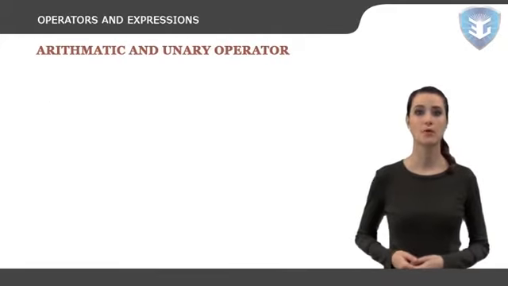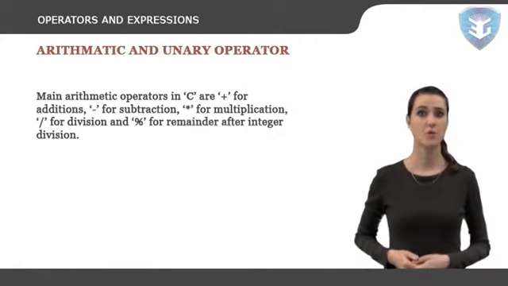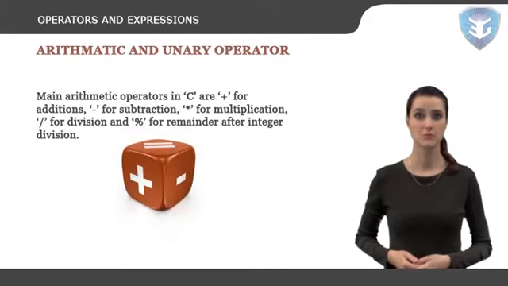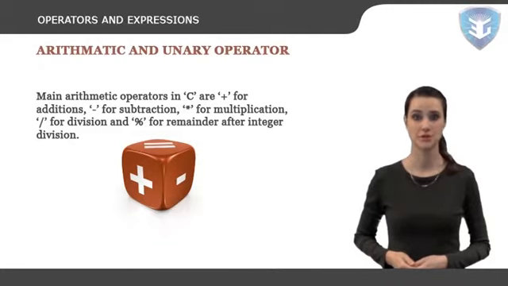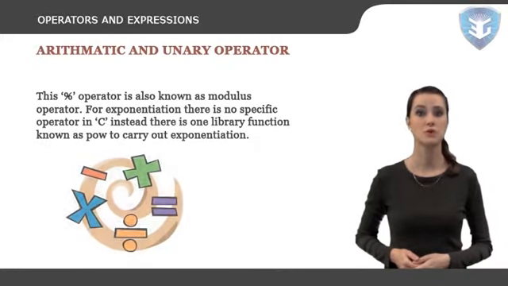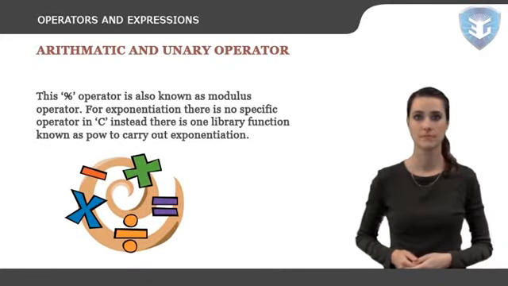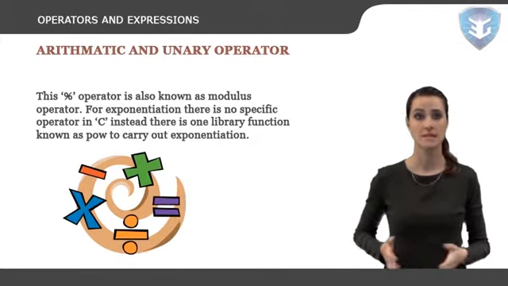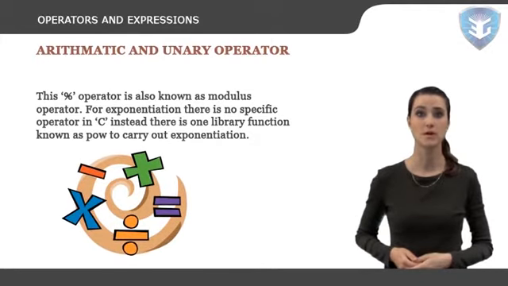Let's now talk about arithmetic and unary operators. There are some main arithmetic operators in C. They are plus for addition, minus for subtraction, multiply for multiplication, divide for division, and percent for remainder of integer division. This percent operator is also known as the modulus operator. For exponentiation, there is no specific operator in C. Instead, there is one library function known as pow to carry out exponentiation.